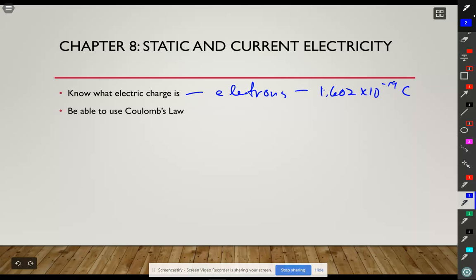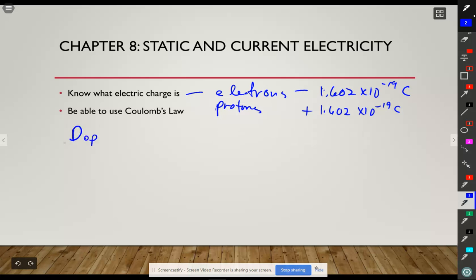And we have protons that have a charge of plus 1.602 times 10 to the minus 19 coulombs. Now, you do not have to have those numbers memorized. So just negative charge electrons, positive charge protons, and that's basically what we have for our charges. And we have rules that say electrons and protons have opposites.